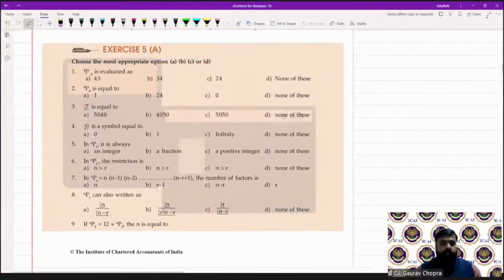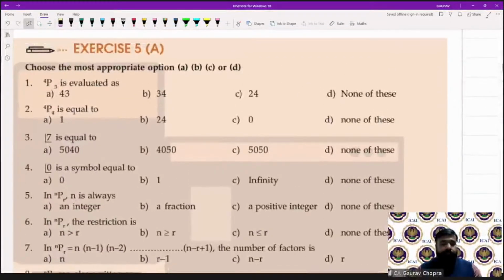Now let's start with the exercise 5A. So the beginning questions are very, very short. So it will be a rapid fire round. 4P3 is equal to, 4P3. So 4 into 3 into 2. Simply 24. Option number C. 4P4 is factorial 4 and factorial 4 is 24.